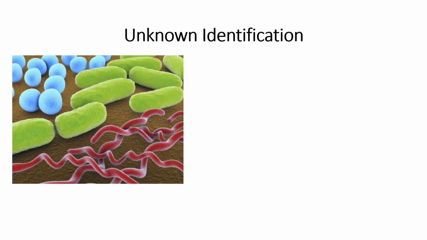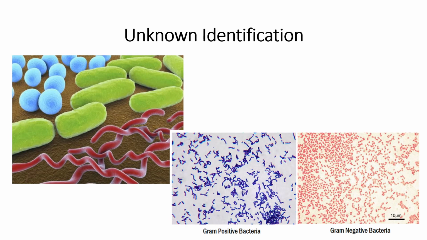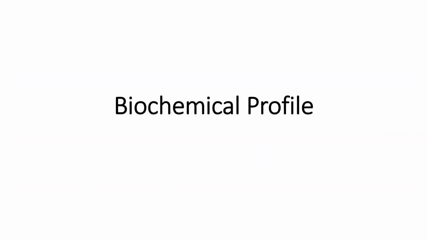determined the shape of your bacteria and the gram reaction of your bacteria. And in doing so, knowing the shape and the gram reaction, this really reduces the options for the identity of your unknown. Once you have reduced your options for your unknown, then it is time to build the biochemical profile.